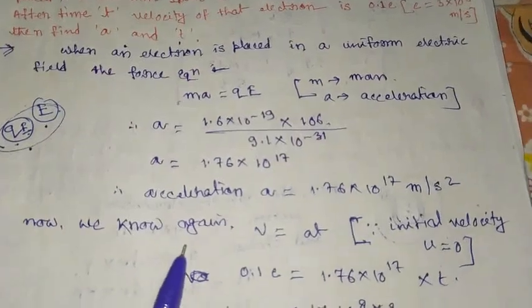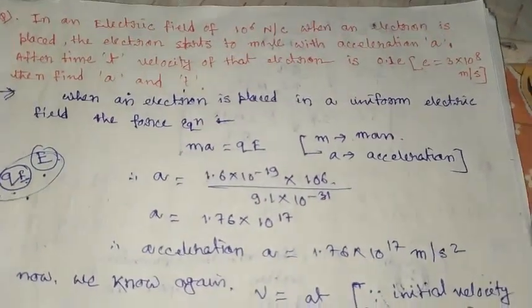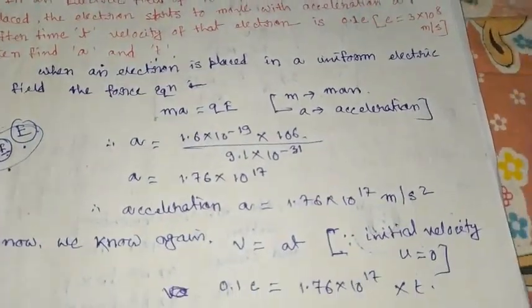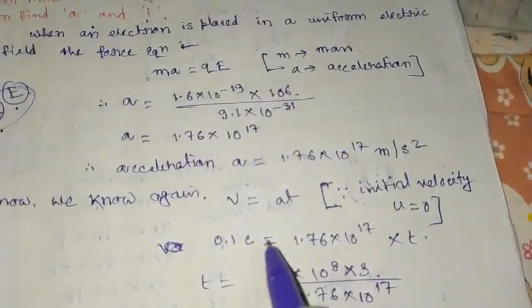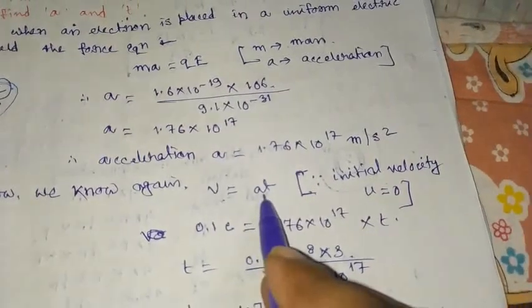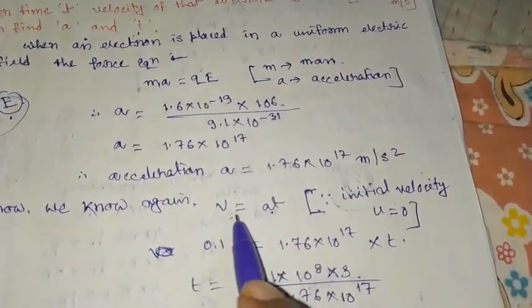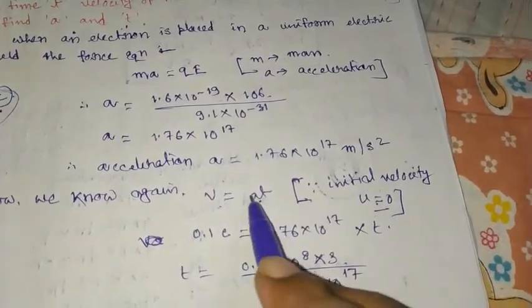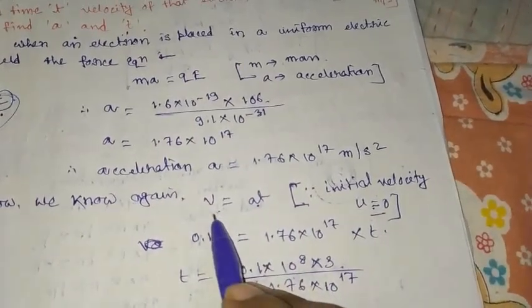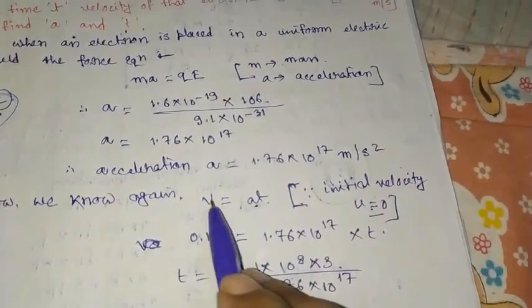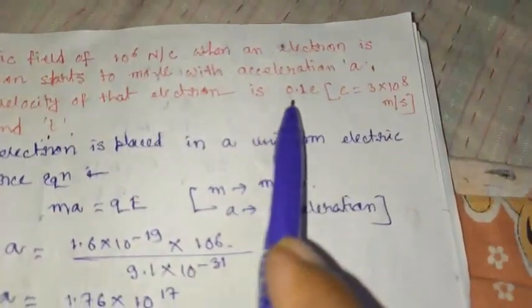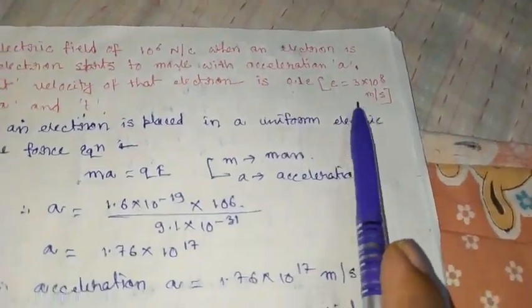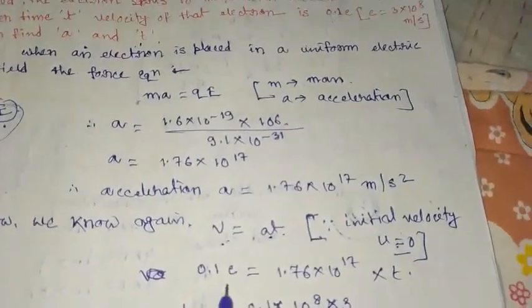We can find that the value of acceleration a is 1.76 times 10 to the 17 meters per second squared. Now, to find the value of t, we know the relation v equals u plus at, but the initial velocity u equals 0, so we can easily write v equals at. The velocity given is 0.1 c, where c is the speed of light. You know that value.